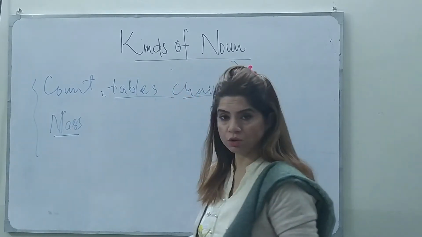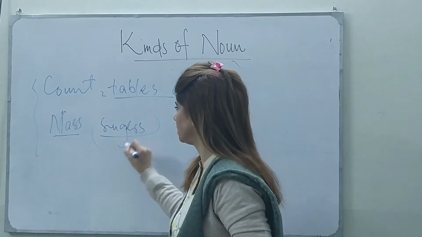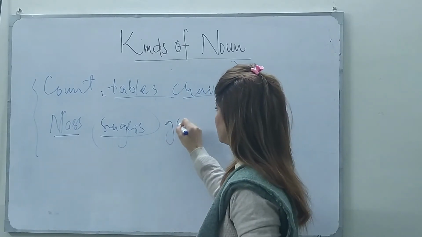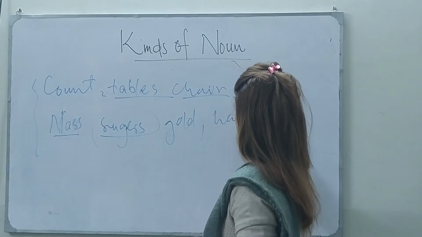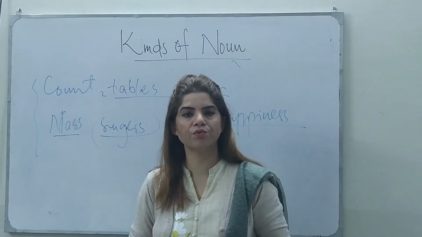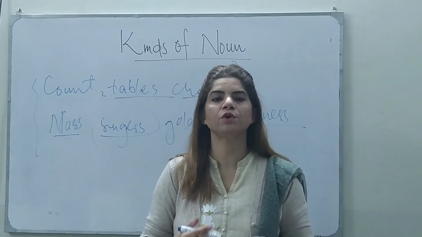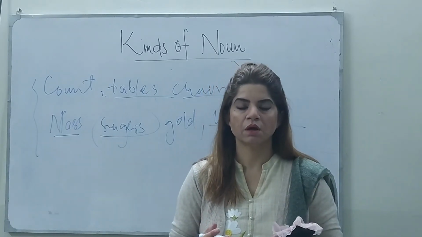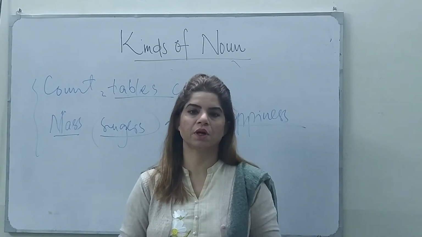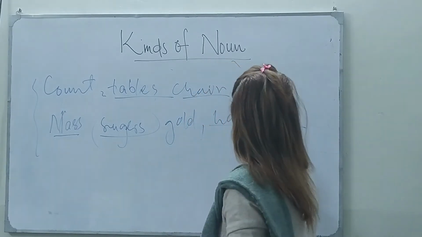Like you cannot say sugar, sugars. You cannot make the plural of sugar. You cannot make the plural of gold. You cannot make the plural of happiness. So they come into the category of mass noun or uncountable noun that you cannot count. But if you want to bring them into a countable category, you can say, please bring me a spoon of sugar. I need a spoon of sugar.